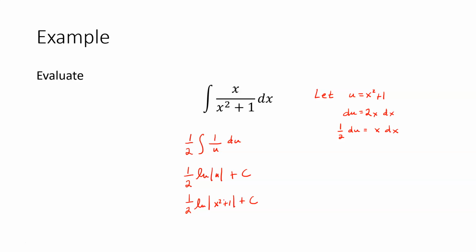One thing I notice is that because x squared plus 1 is always positive, it's actually not necessary to include the absolute values. However, one last thing I could do is then bring the 1/2 power in as a square root on the x squared plus 1. So you can actually go a little bit further and write this as ln of the square root of x squared plus 1.